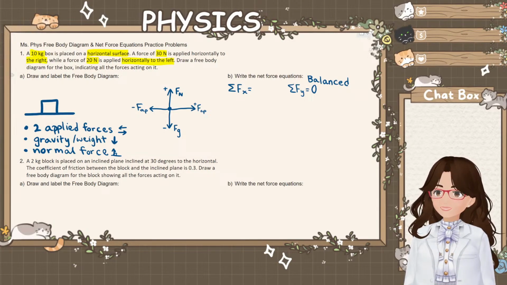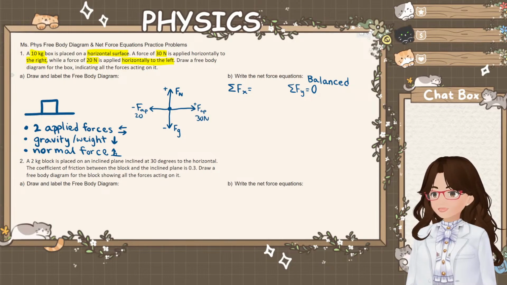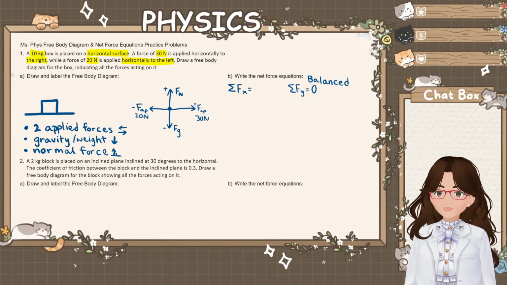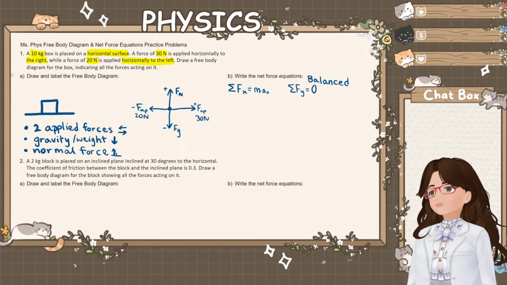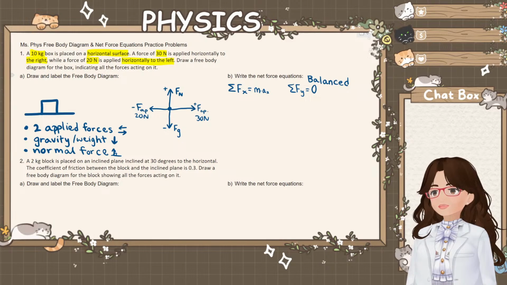But for the x-axis, because we have 30 newtons here, and we have 20 newtons here, and those are the only 2 forces given to us, I know that this system is going to be accelerating. So because of that, I know that this is going to be unbalanced. So in this case, let's go ahead and write the two net force statements. Maybe I need to find a different way to label these two. We're just given two applied forces. I'll call this one 1.